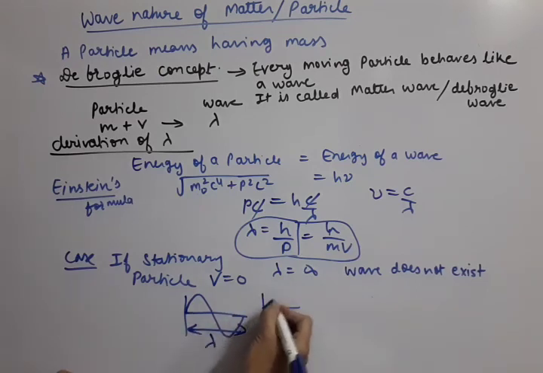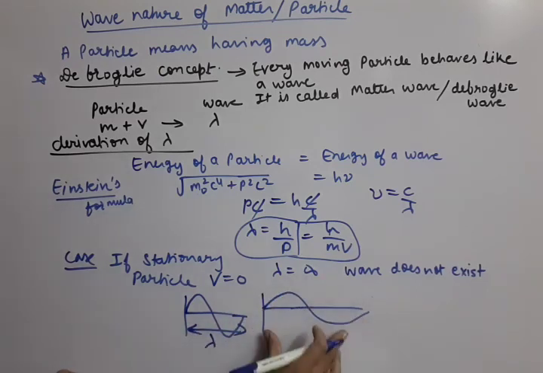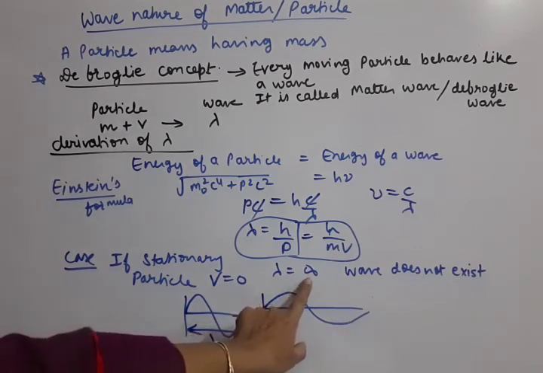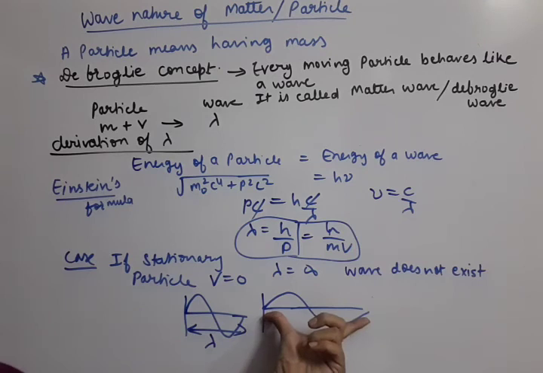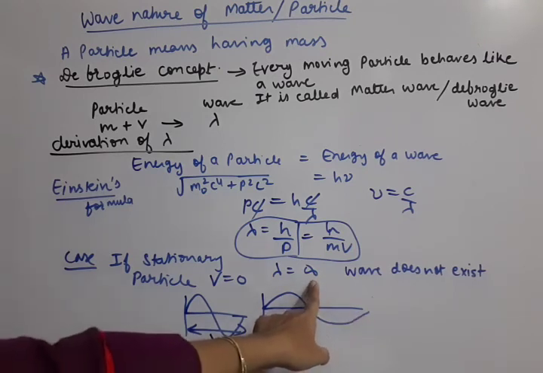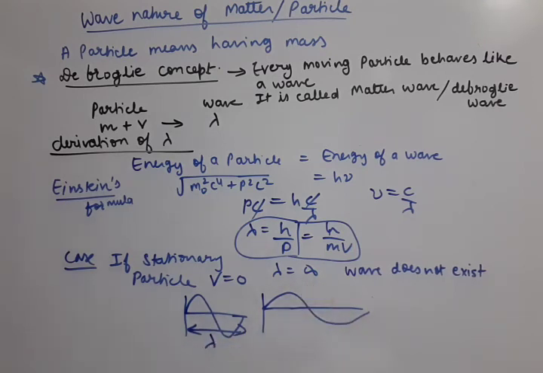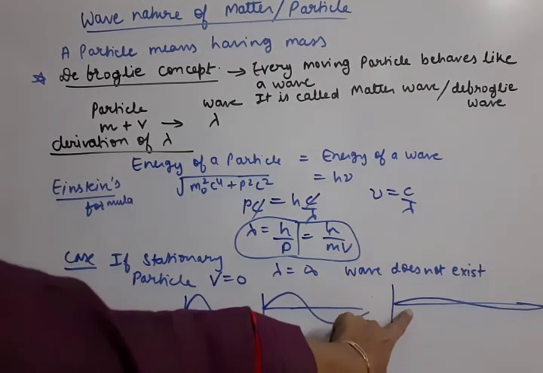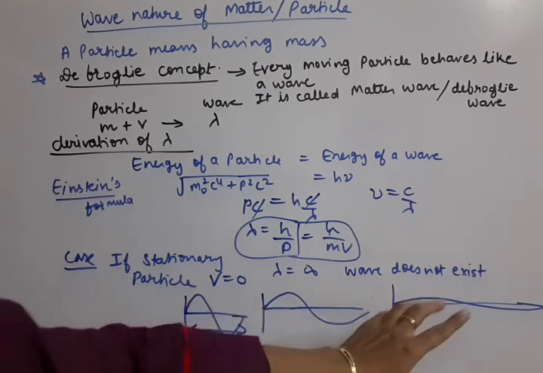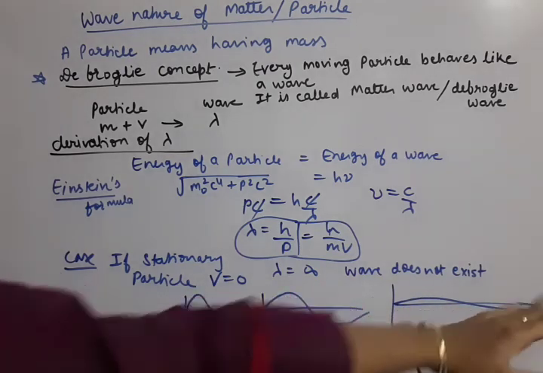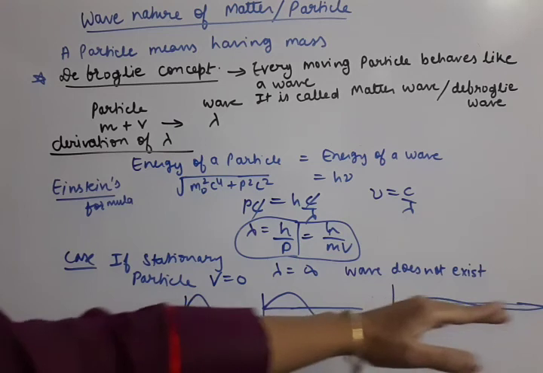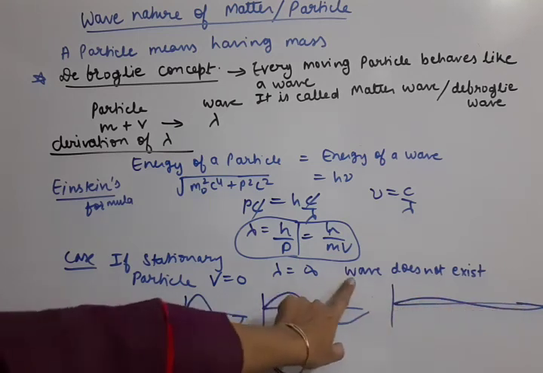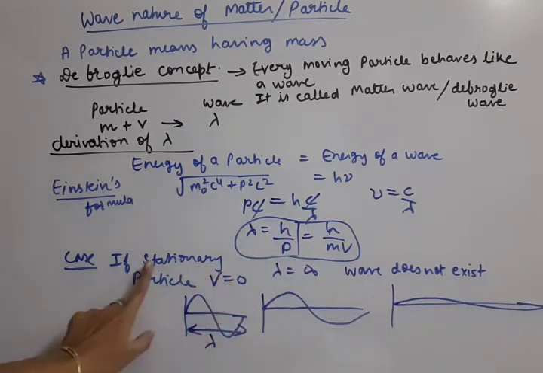If we keep on increasing lambda, and you assume that lambda becomes infinite, then this wave picture is not seen. On increasing lambda, the wave will not be seen, it will be like a straight line motion only. So the wave will not be seen. If velocity is 0, that means for a stationary particle, no wave exists.